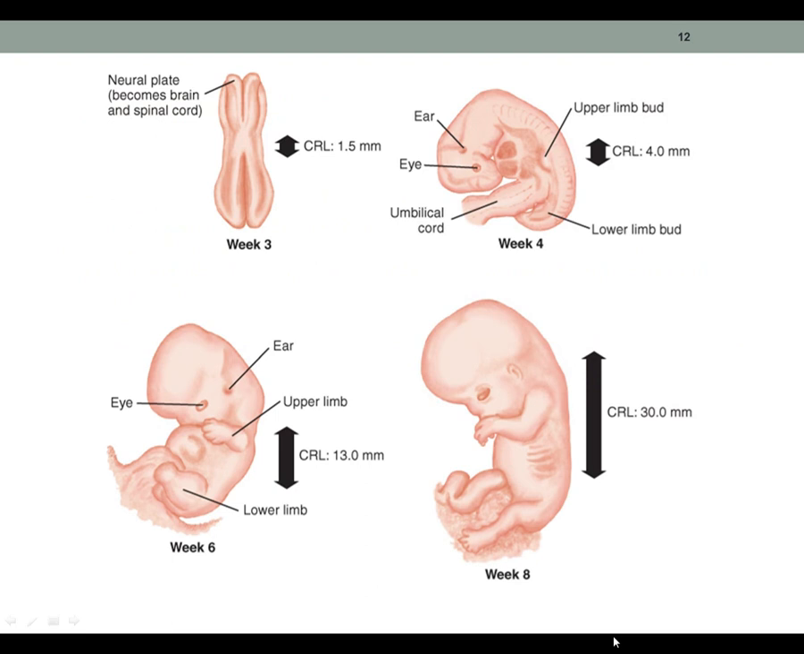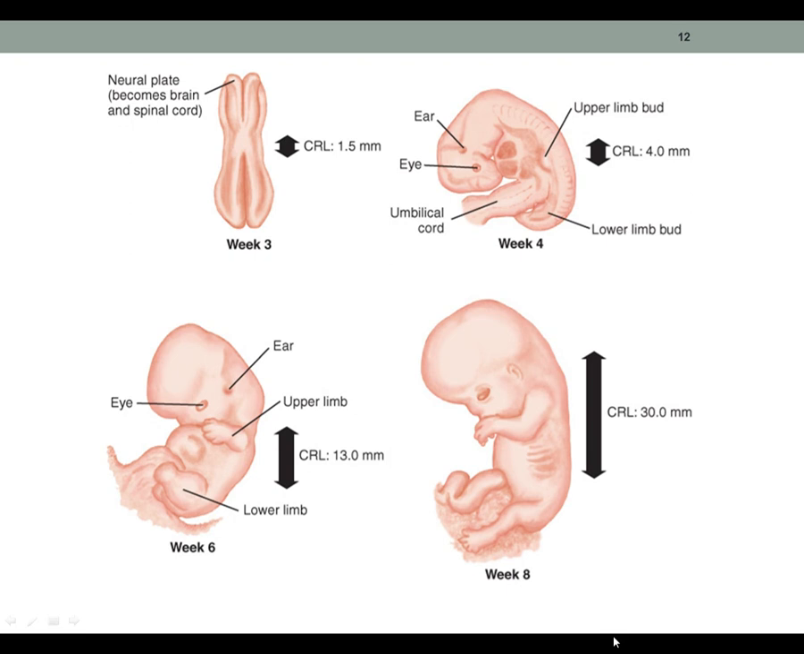Alright, so we can see that by the end of the 2nd week, implantation is complete. So at the 3rd week, we start seeing the development of the central nervous system. And you can see the neural plate is going to become the brain and the spinal cord. And we know that's going to be the head. The neural tubes are fused, and at about 18 days, the heart begins to beat.